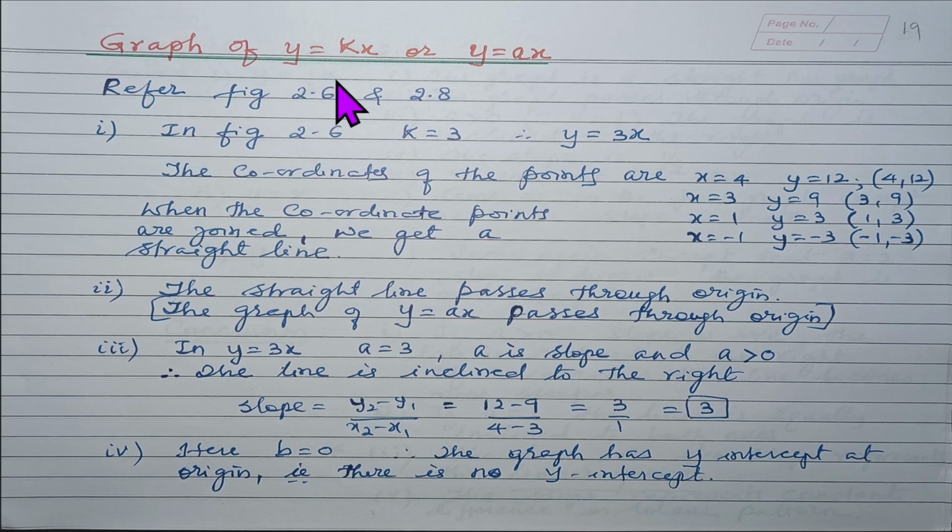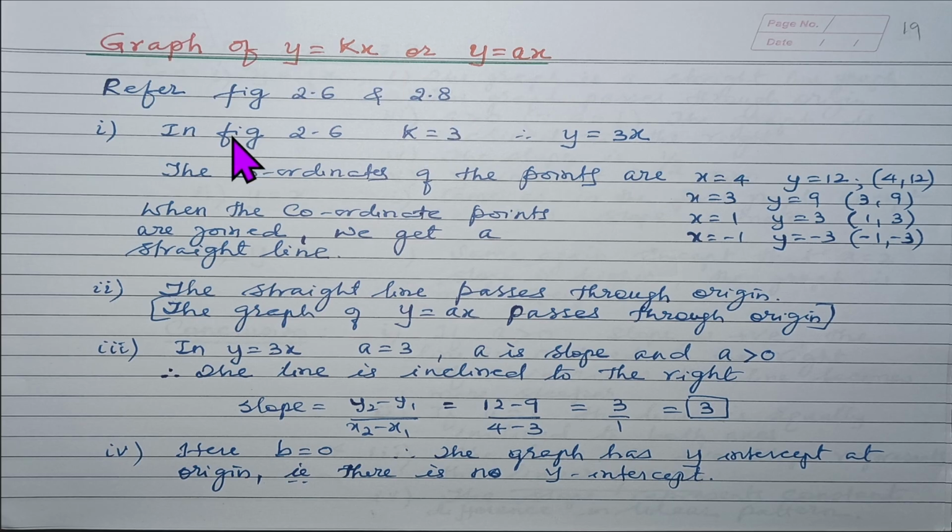Now here we are going to learn the graphs of a special linear equation, that is y is equal to kx, where y is a function of x and k is a constant, or y is equal to ax. Y is equal to kx and y is equal to ax mean the same, where k and a are the constants here and x is the variable, y is a function of x.